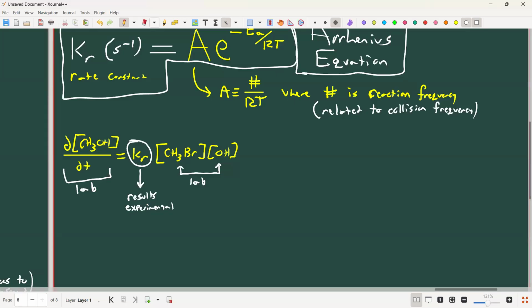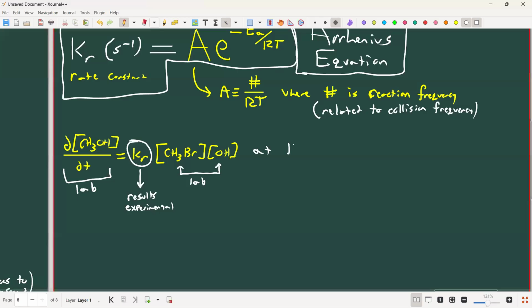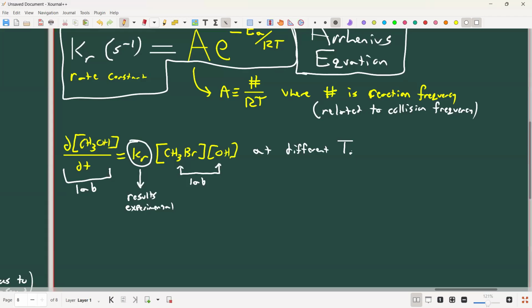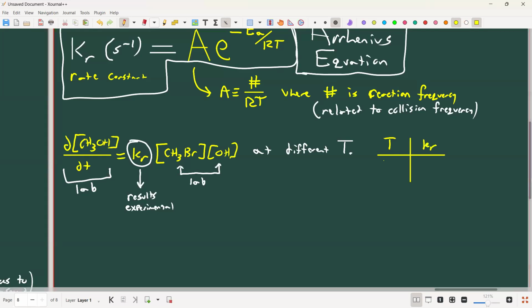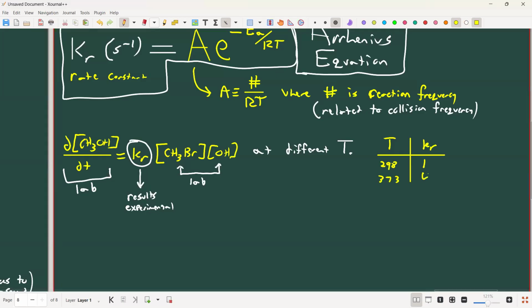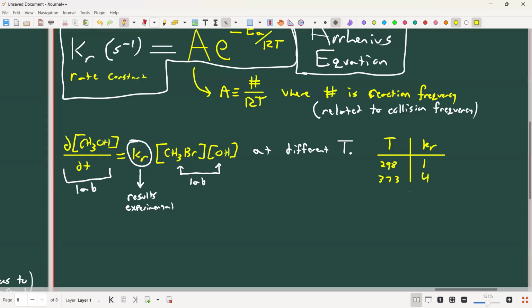And then we can get it at different temperatures, right? We can do this at different temperatures. We did the same reaction over and over again, measuring Kr at different temperatures. All right, now we have all these Krs, we have all these Ts, right? So we have some data set that looks like temperature and Kr. Maybe at 298 it's 1, at 373 it's 4. I don't know. Anyway, some data set.